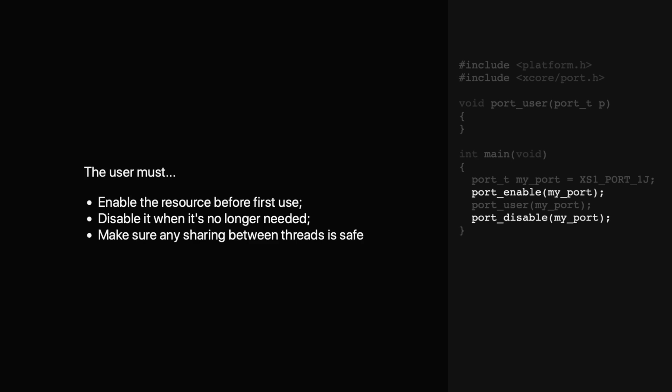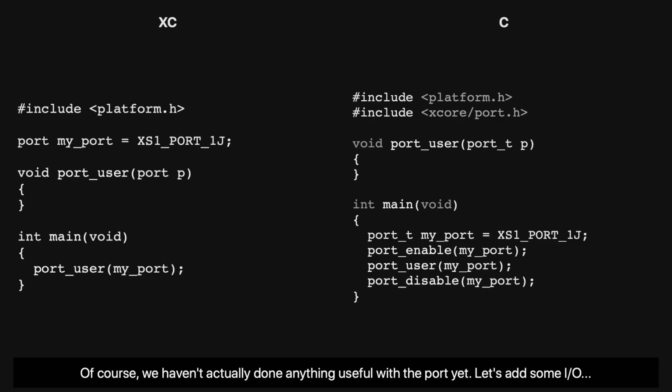The user must enable the port before it's first used and disable it when it's no longer required. The language also won't stop you sharing the port handle in ways which might be unsafe, so it's the programmer's responsibility to ensure that any sharing is safe. Of course, we can always follow the ordinary xcore programming model and restrict usage of our port to one task or place in the code, but if you want to do something clever, the option is there. We've not actually done anything useful with that port yet, just got it ready for use by the application.